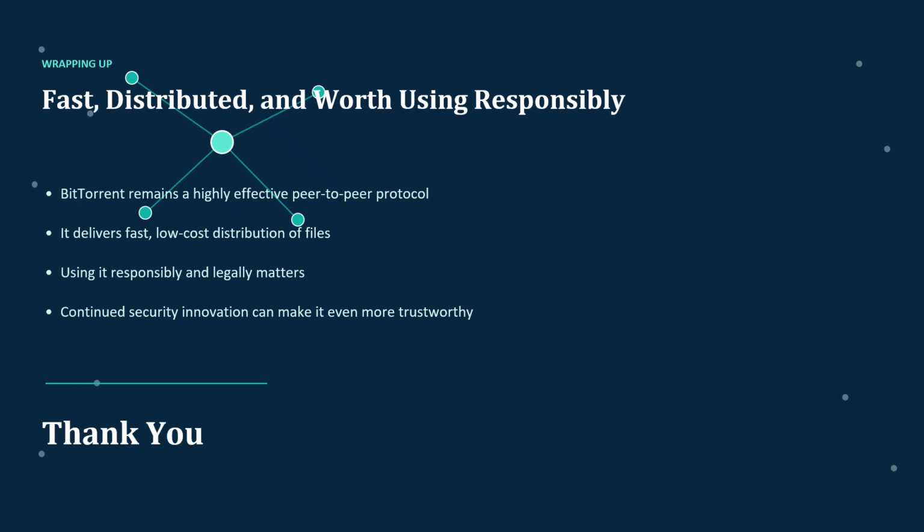To conclude, BitTorrent is an efficient peer-to-peer file sharing protocol that provides low-cost file distribution. Its decentralized architecture reduces server load and supports large-scale file sharing. At the same time, users should always use it legally and responsibly. With future AI-based security improvements, BitTorrent can become even safer and more effective.